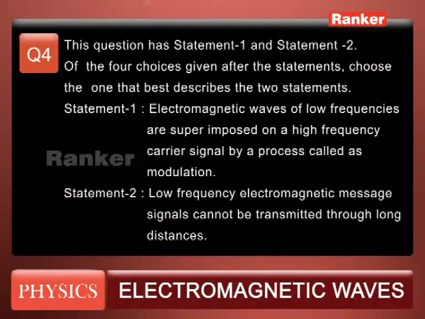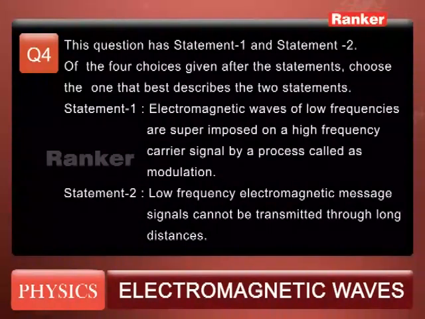Question number 4. The question is given as: this question has statement 1 and statement 2, with 4 choices given after the statements. Choose the one that best describes the 2 statements. Statement 1 is, electromagnetic waves of low frequency are superimposed on a high frequency carrier signal by a process called modulation. And statement 2 is, low frequency electromagnetic message signal cannot be transmitted through long distance.